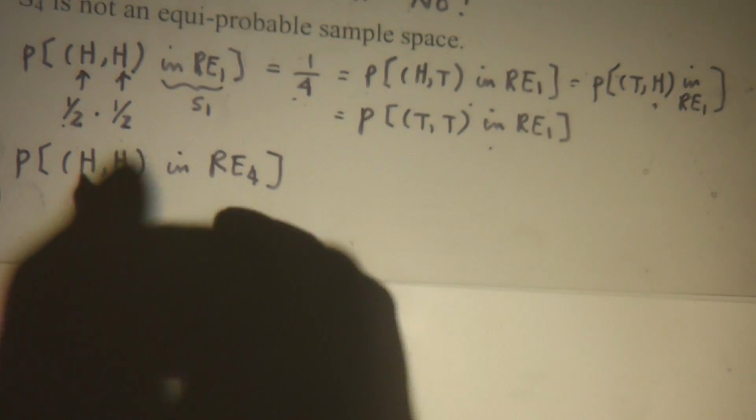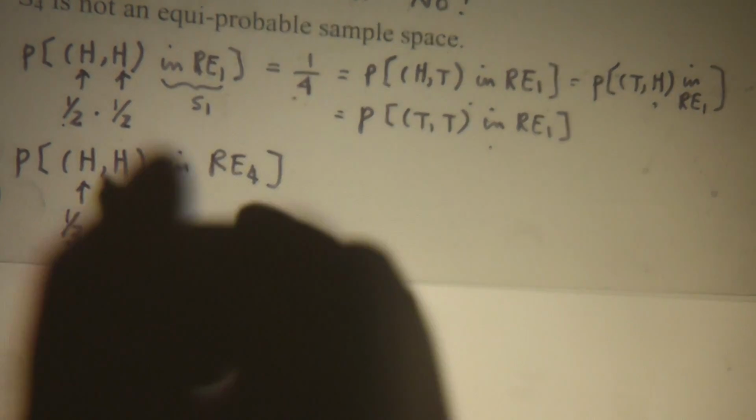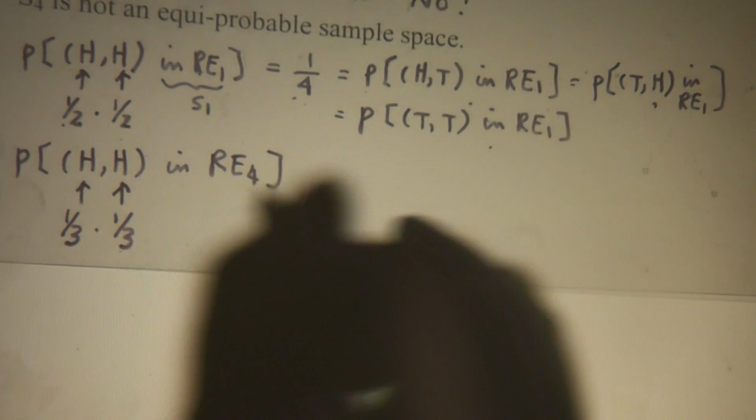Now, remember, the coin is not a fair coin. To get a head, the chance is only 1/3. To get a second head, since we flipped the same coin, still what? 1/3. And that probability is 1/9, which is not equal to the probability of getting two tails in a row in random experiment 4.